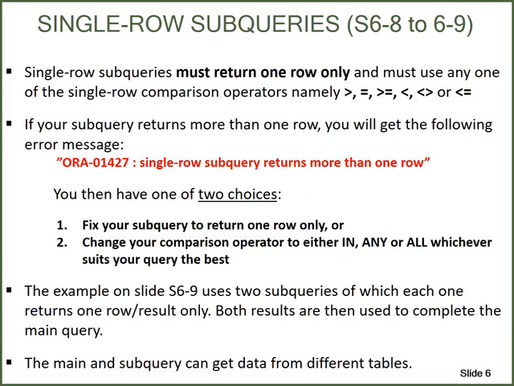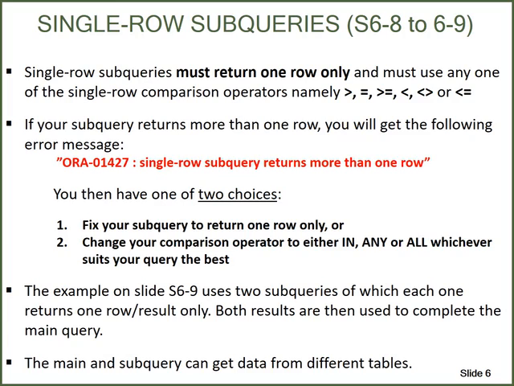Single row subqueries. A single row subquery must return one row only and must use any one of the single row comparison operators, namely greater than, equal, less than, not equal, or less than or equal. So a single row subquery must return one row only. That is the main characteristic of a single row subquery. If your subquery returns more than one row, you'll get the following error message: single row subquery returns more than one row.